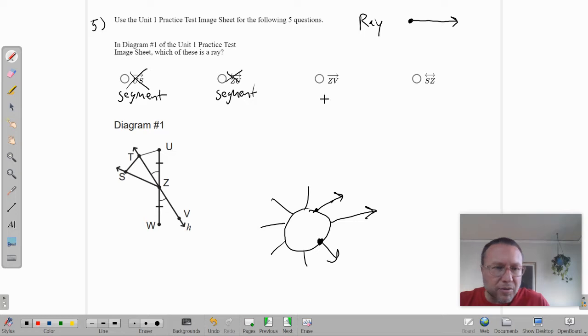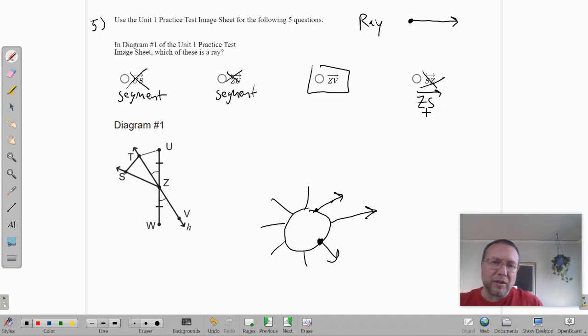What about ZV? Well, Z has an endpoint, or kind of a starting point rather, right? And then it goes on forever in this other direction. So that would be our answer there. Let's double check though. Why is SZ not the correct answer? Well, the order matters here when you write a ray. You write the endpoint first, and then the part that goes on forever is the second letter. So this actually would have been correct had they written ZS.